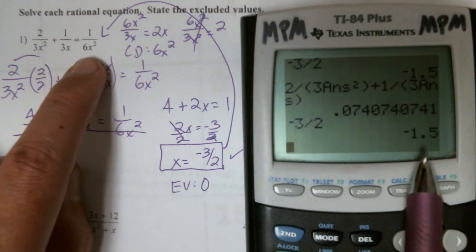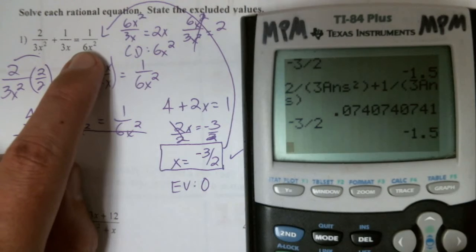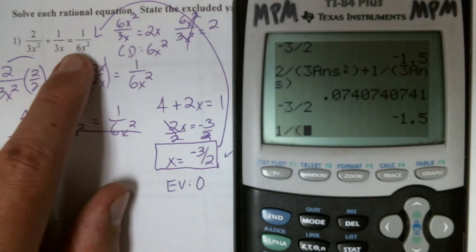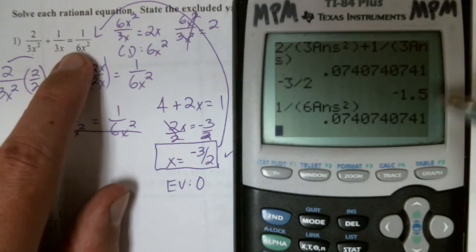Negative 3 divided by 2, and then I'll just use the second answer feature. So we're saying that's equal to 1 divided by parentheses 6 second answer squared. Close the parentheses, and that better equal what we got up here, and the numbers match.